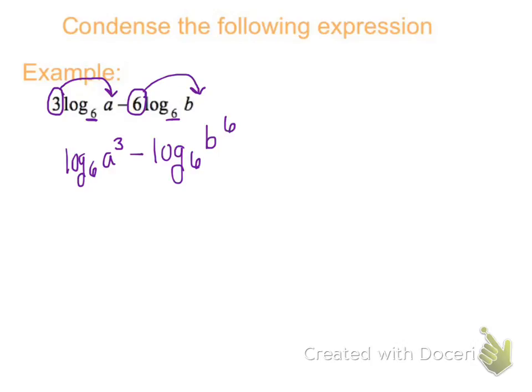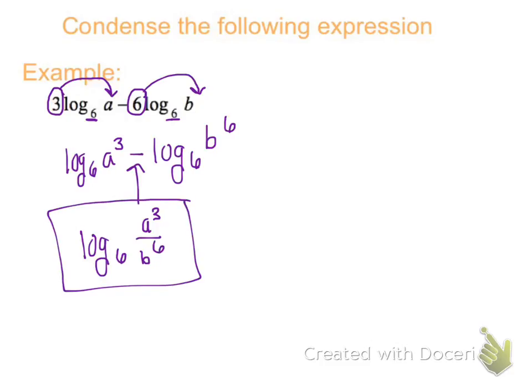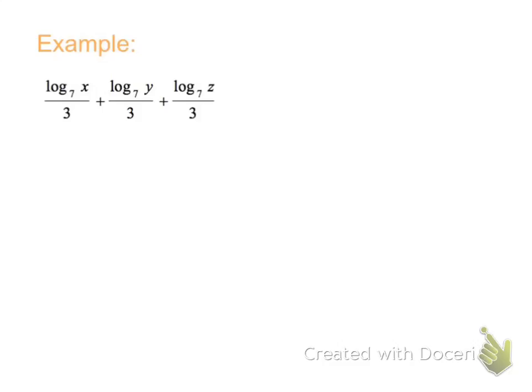The next thing then that you're going to need to do to simplify is take care of that minus sign. And that's the quotient rule. When you're condensing using minus, it's the same thing as division. So whichever value comes first becomes the numerator, and the second value becomes the denominator. My final answer for condensing would be log base 6 of a to the 3rd power divided by b to the 6th power. And that's the furthest I can go regarding simplifying that expression. Let's go ahead and take a look at another example.